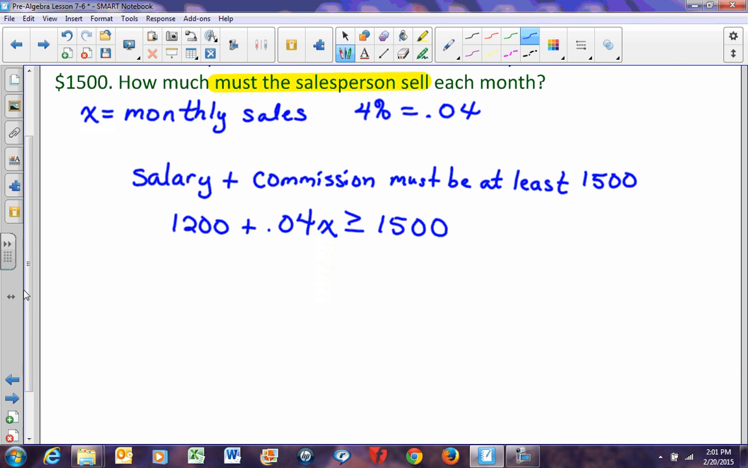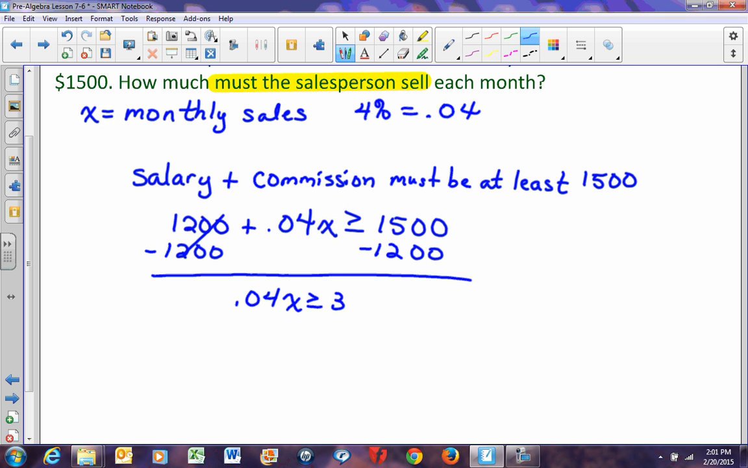So there's our inequality. Subtract 1,200 from both sides. Cancel. 0.04x has got to be greater than or equal to 300. Divide by 0.04. x is greater than or equal to, we take 300 and divide it by 0.04. And we'll get 7,500. So the salesperson must sell at least $7,500 worth of stereo equipment each month. That's a lot of stereo equipment.